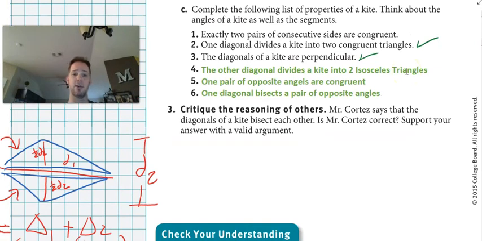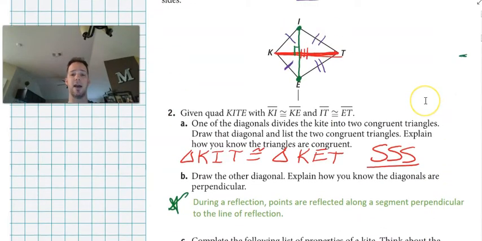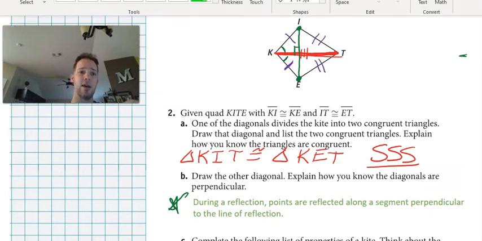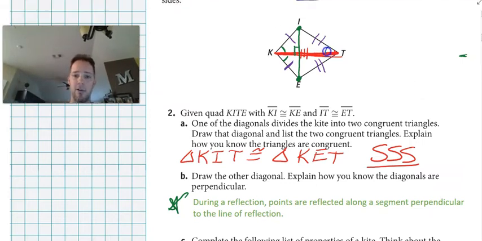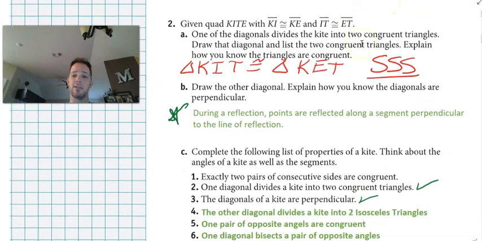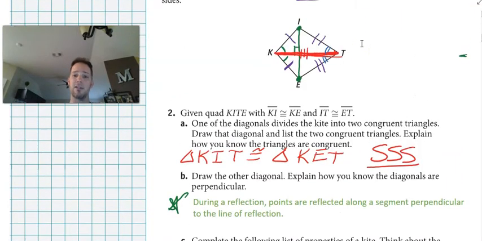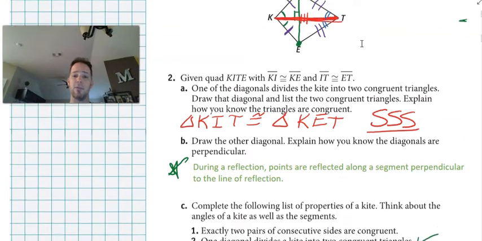Last one, number 6, one diagonal bisects a pair of opposite angles. So notice the red diagonal here being a line of reflection. Whatever this angle is here gets reflected across. So that means that the whole angle K was bisected into 2 congruent angles. And then down here we also have a pair of congruent angles because that was bisected as well. So that line of reflection cuts through the angles as well. So each angle gets reflected across, meaning they're congruent, and the whole angle K and T have to be bisected.